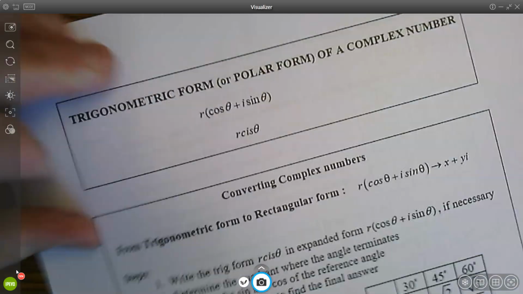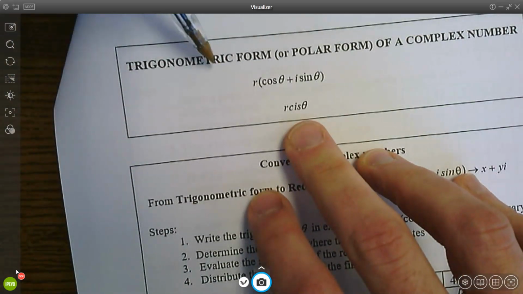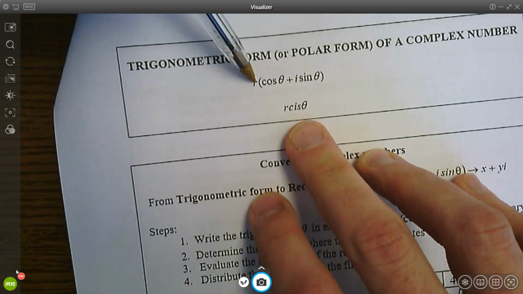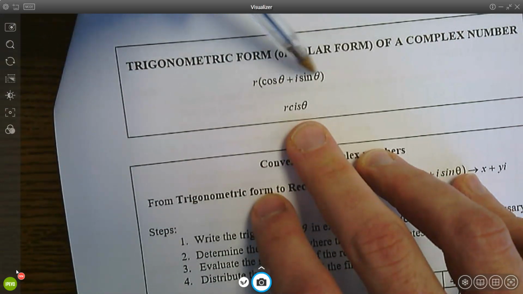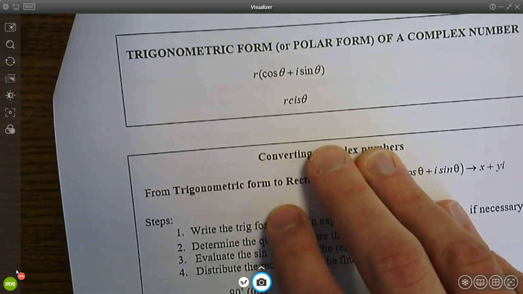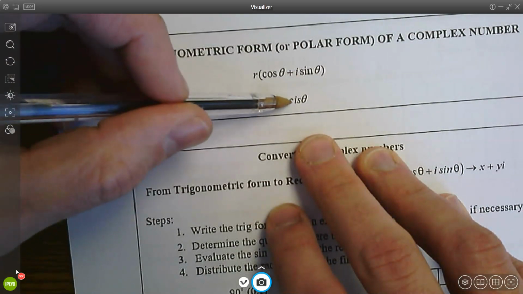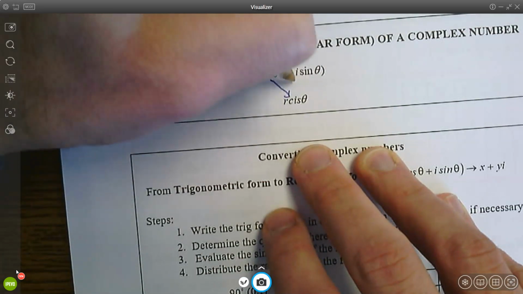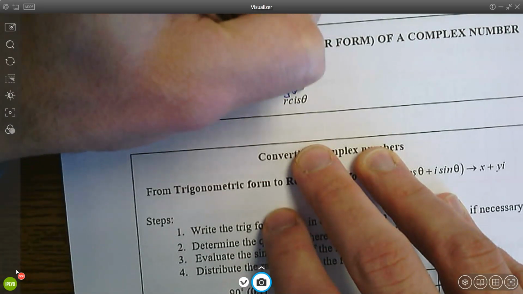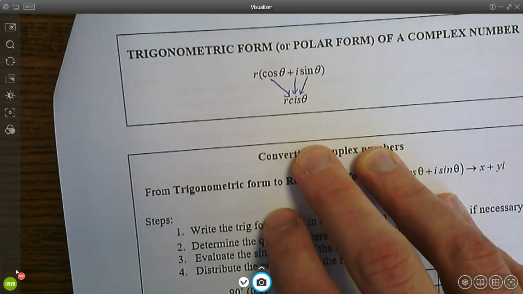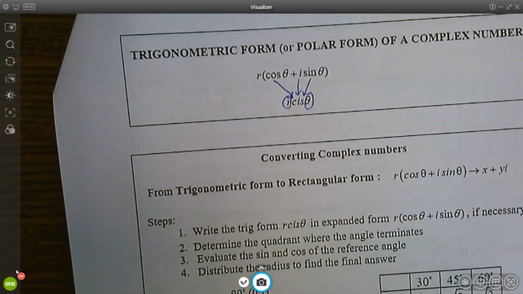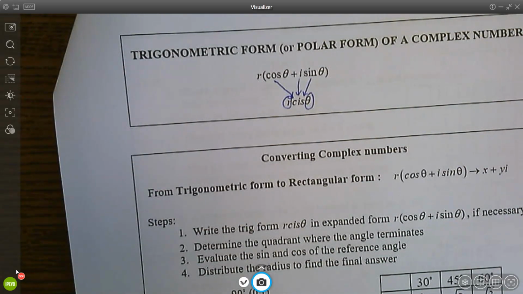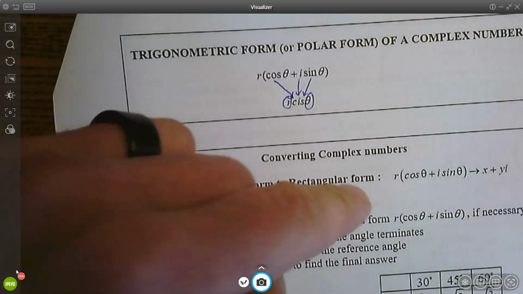So just summarizing here on the top of page 3, trigonometric or polar form is r times cosine theta plus i sine theta. Sometimes it's just abbreviated as r cis theta. C standing for cosine, i for the imaginary unit, and s for sine. r is the length, theta is the angle. In the next video, I'm going to go through how to convert from trigonometric, this polar form, to rectangular form.